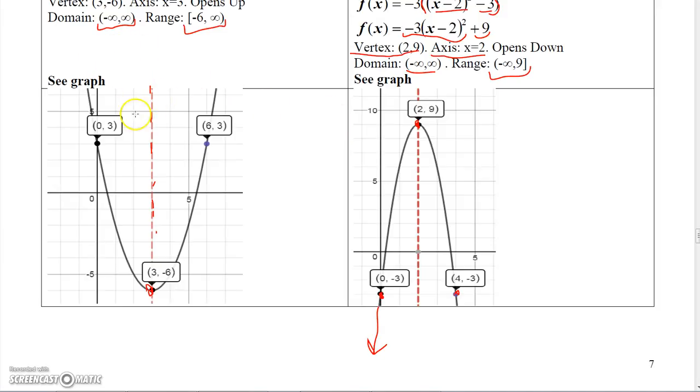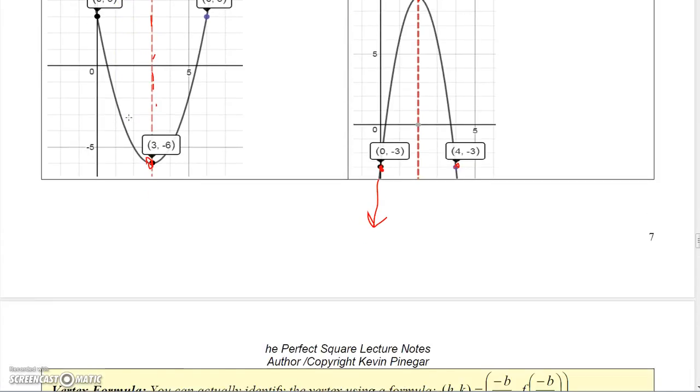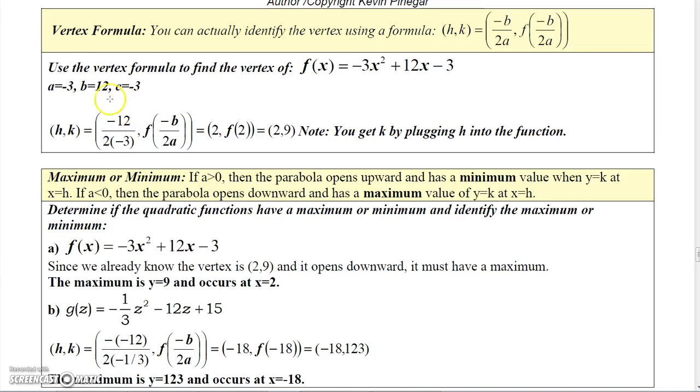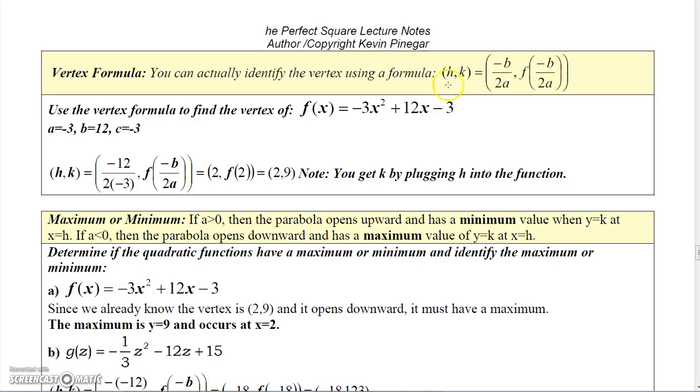Now, the good news is you do not have to find the vertex this way. There's actually a vertex formula that we can talk about. Okay, so here's what's fun about the vertex formula. To get h, all you have to do is this calculation, minus b over 2a. And then once you get that number, since that's going to be the x value of the vertex, you can get the corresponding y value by just plugging that number into the function. So use this formula to get x, or the h value, and then plug it back into the function to get the y value, which is the k.